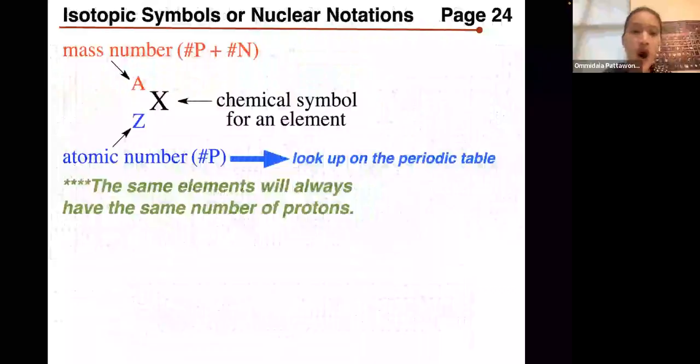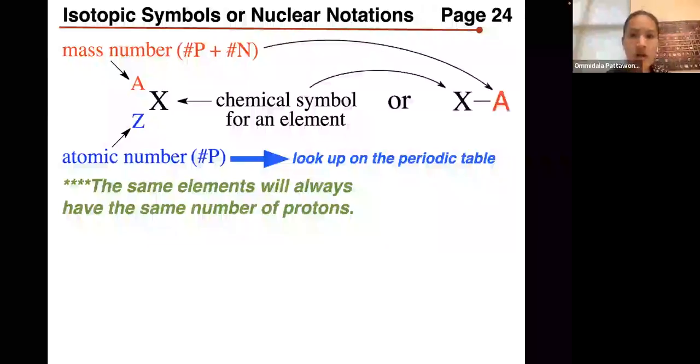Again, the same elements will always have the same number of protons. So if you change the number of protons, you are going to change the type of the element. So never change the number of protons. Another way to represent this: because the number of protons, we can look it up on the periodic table, most of the time scientists can also omit that in this form right here.